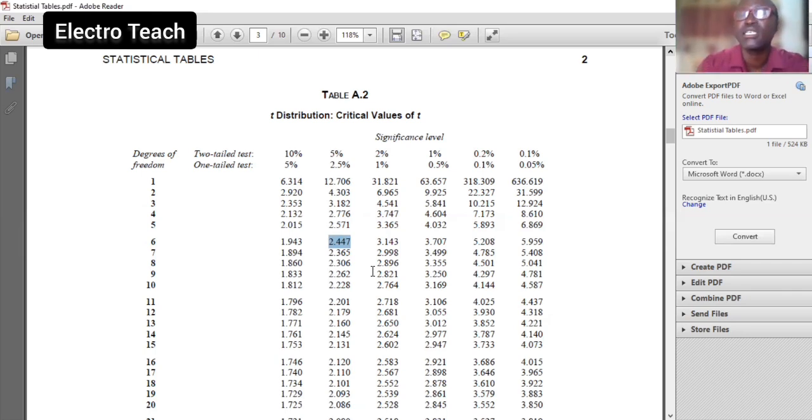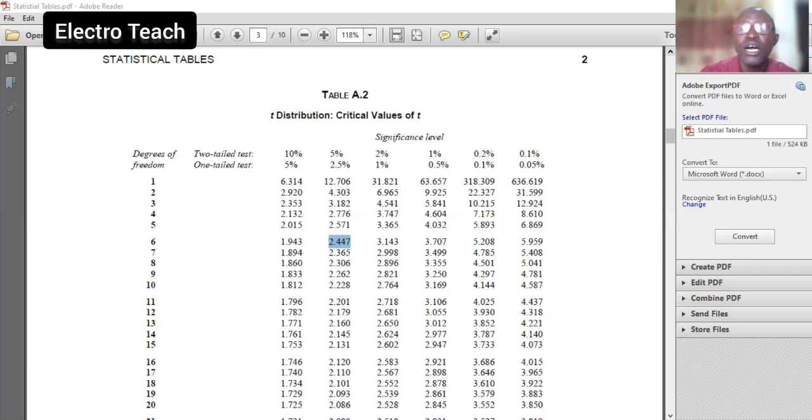That is the value obtained from the table. We are going to compare it with what we have calculated. Let's see what we have calculated. We have calculated 14.01, and from the table we got 2.447. So for that we can make a conclusion. Our calculated t value exceeds the tabulated value.